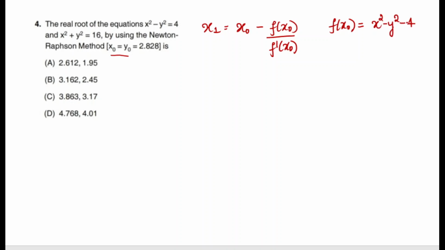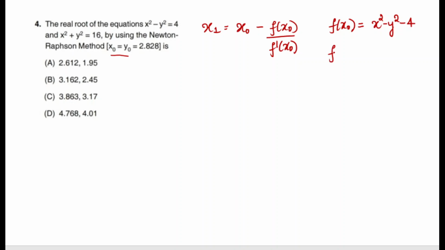The next question we have is the real root of the equation, that is x square minus y square which is equal to 4 and x square plus y square which is equal to 16, by using the Newton-Raphson method. They have given the initial conditions. I have used this formula, x1 is equal to x naught minus f of x naught divided by f prime of x naught. Now for this f of x naught, the first equation they have given is x square minus y square. I can take minus 4 to the LHS. This is equation number 1.